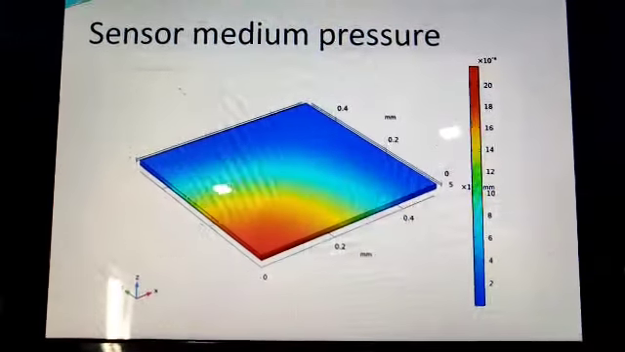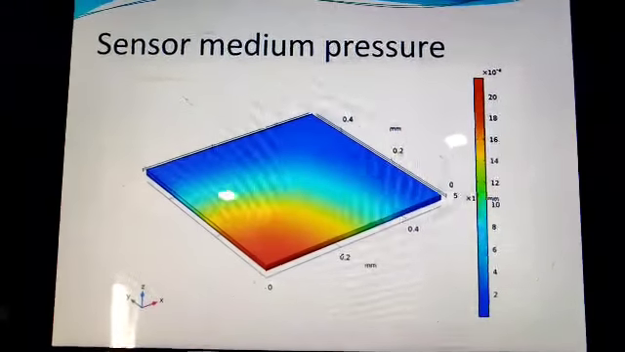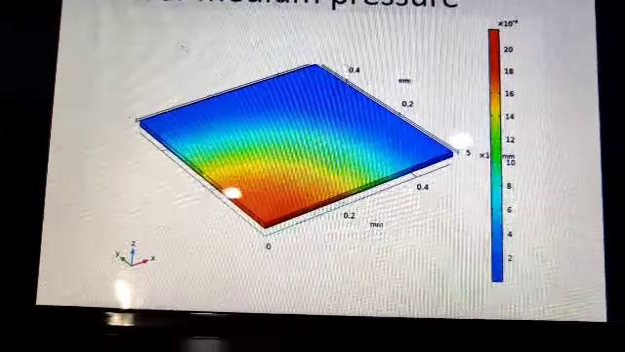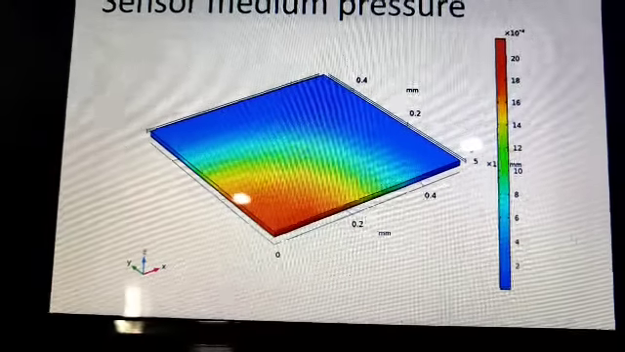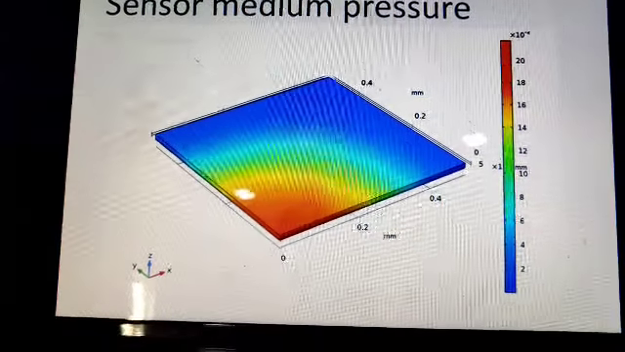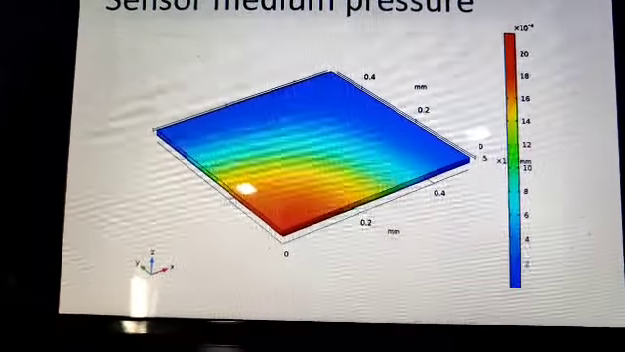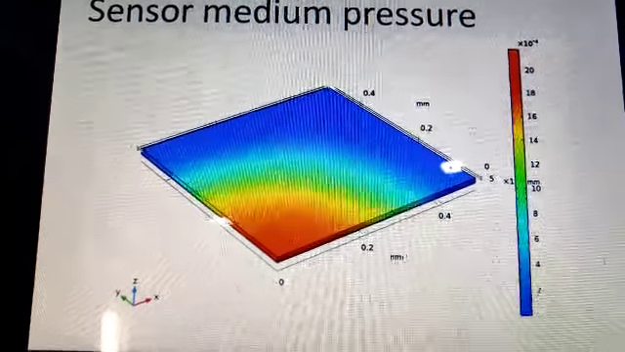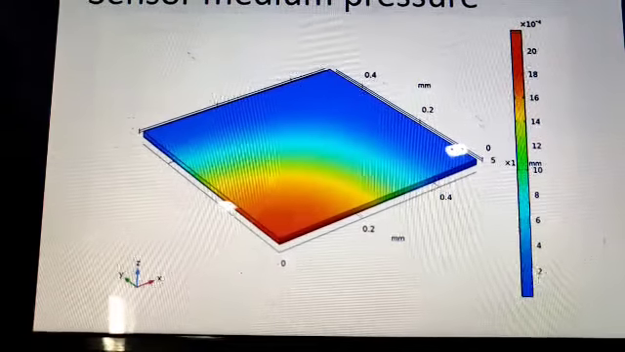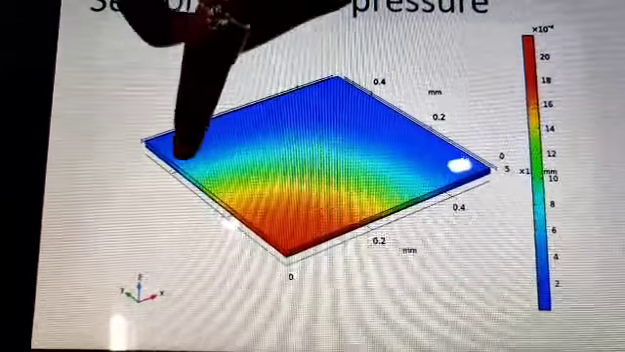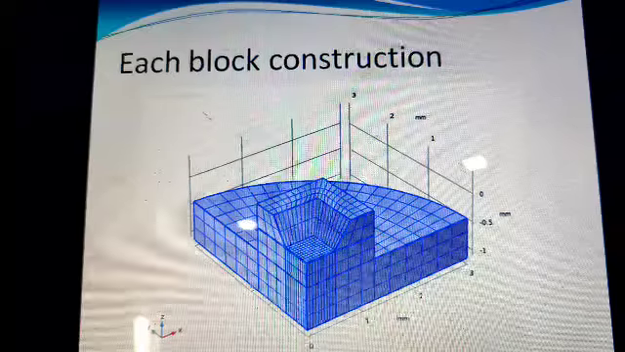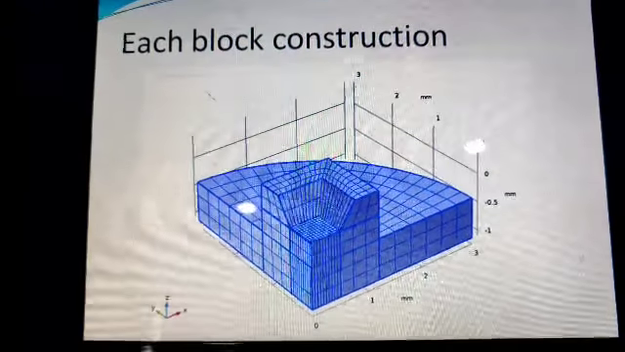Now coming to the middle, now this plate is at medium pressure. In the middle it is red color and going outward it decreases. At high pressure, the complete sensor part area will turn into red color. Like this all parts come into red color. Each block of our sensor plays a major role.